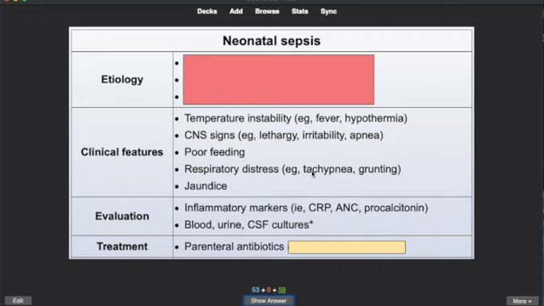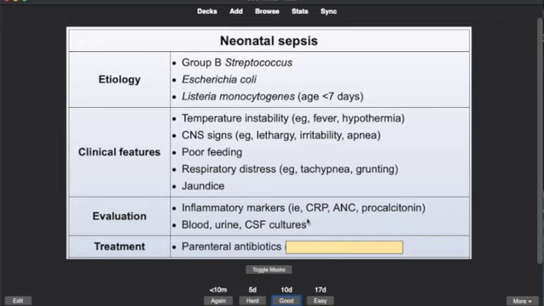Neonatal sepsis. Etiology. It could be E. coli, Listeria, less than 7 days, and strep. Yes, group B strep. Listeria, 7 days. Look at that. Bam.